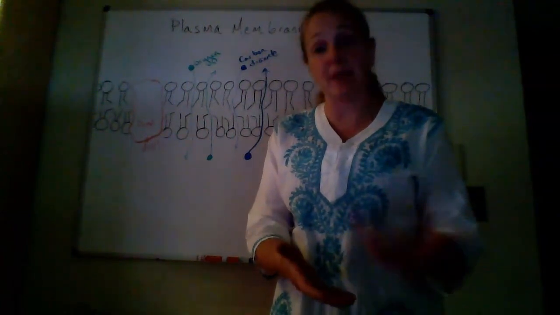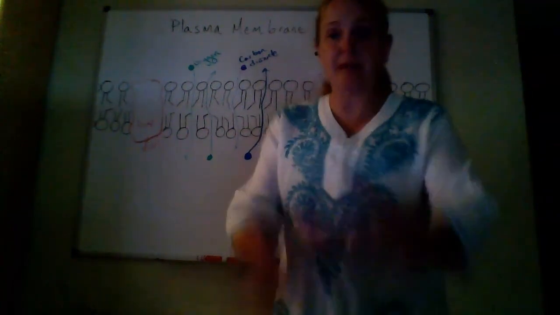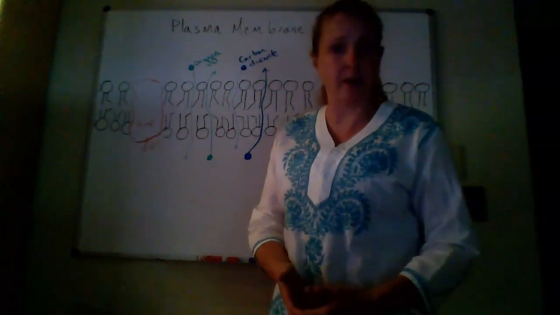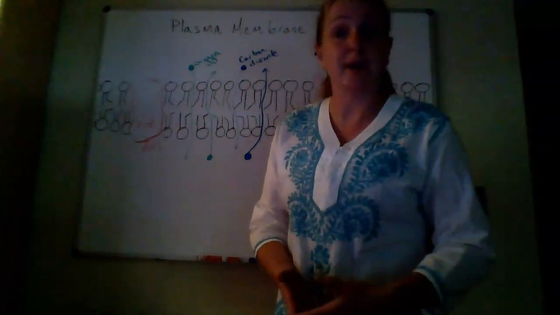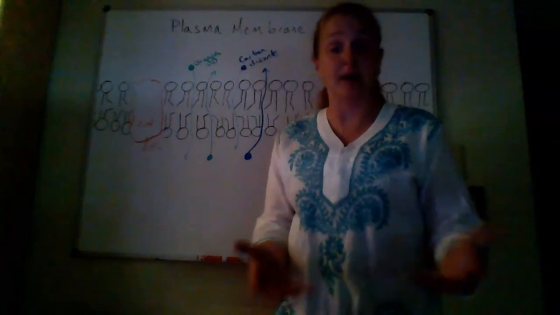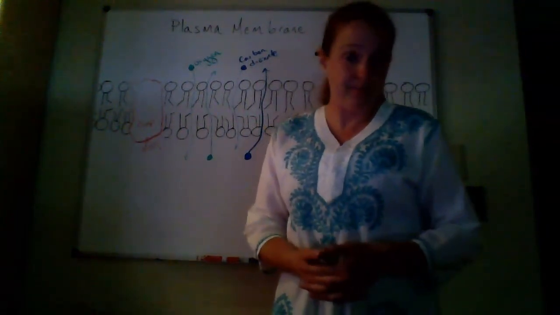So for example, the vacuole. A vacuole is a plasma membrane sac for storing stuff. I guess you could call it a Rubbermaid container. I'd be okay with that. That's not an inaccurate analogy.